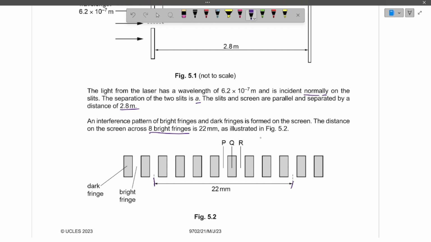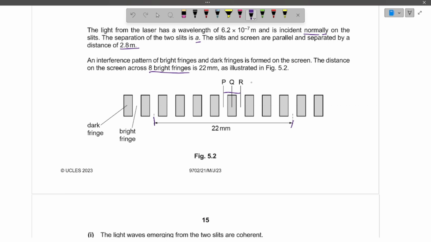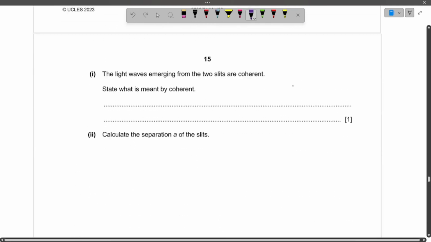So this distance is 22 millimeter, as illustrated in figure 5.2. There are 8 bright fringes, so you may find the distance between 2 bright fringes by dividing 22 by 8. The value would be 2.75 millimeter. In terms of meter, it will be 10 to the power minus 3 meter. This will be used in the next question, I guess.